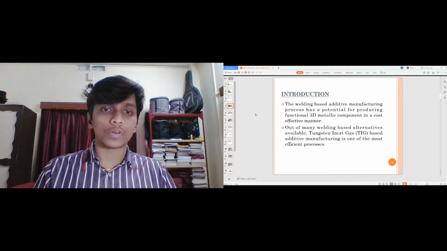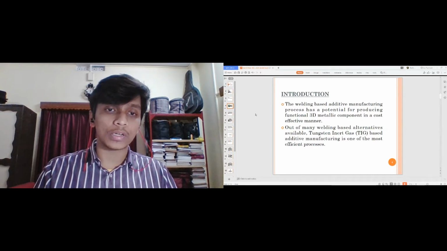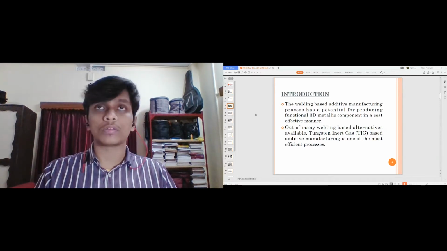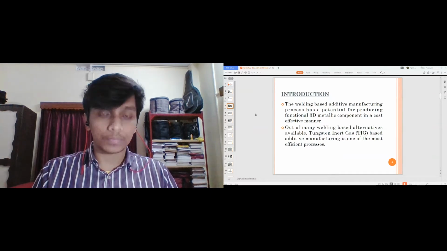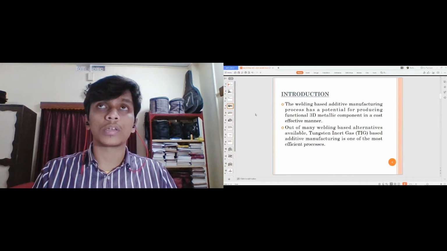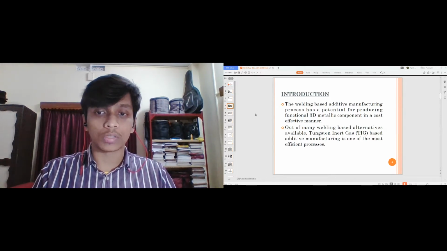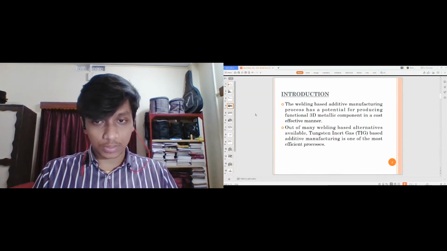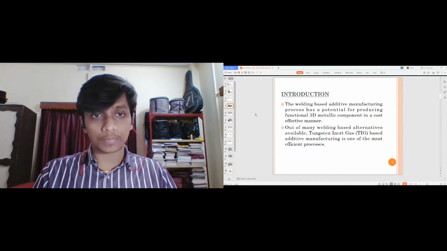Now, introducing the topic, the welding based additive manufacturing process has a potential for producing many functional 3D metallic components in a very cost effective manner. It also saves time, and also the cost. Out of the many welding based alternatives available, the tungsten inert gas, that is the TIG technique, or the GTAW, that is the gas tungsten arc welding technique based additive manufacturing, is one of the most efficient processes. Hence, we were covering this topic here.